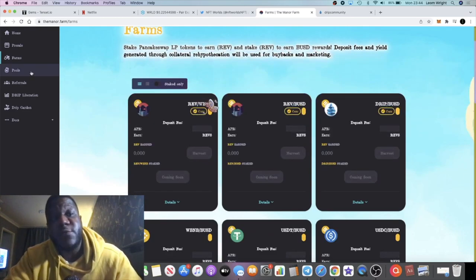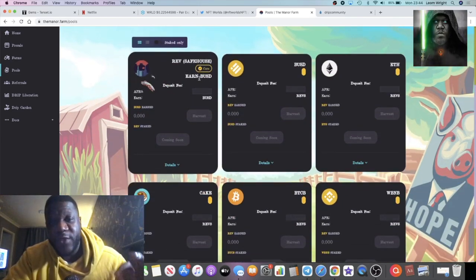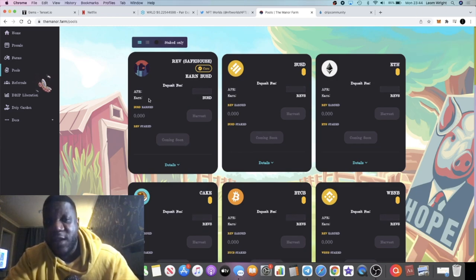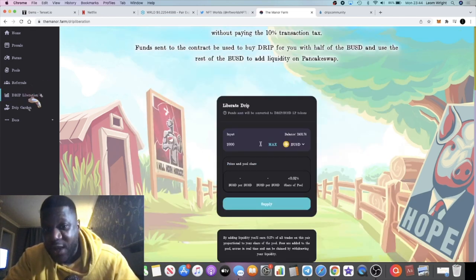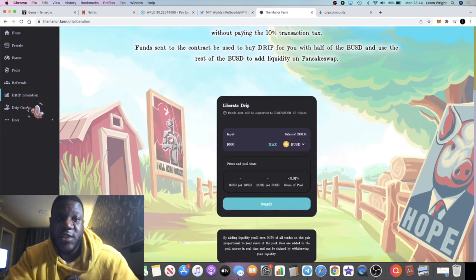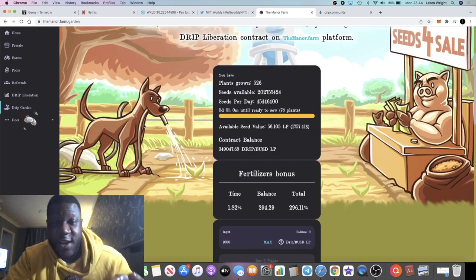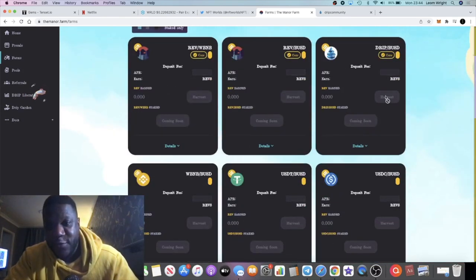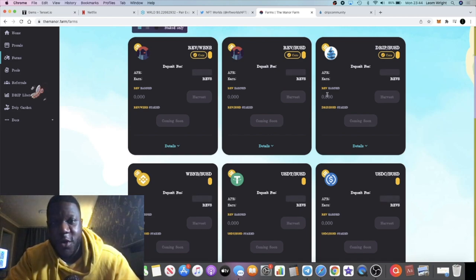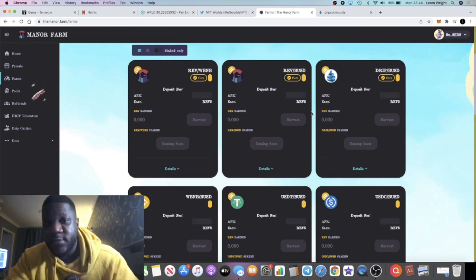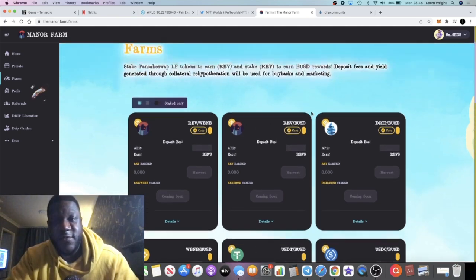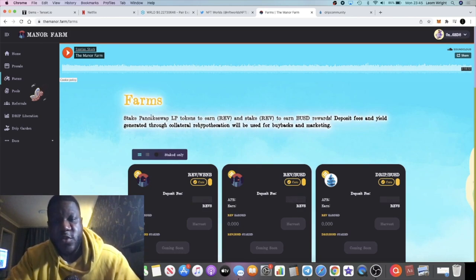But what you can do as well is with your REV tokens, you can take them over to the pool and stake them right here in the safe house to earn more BUSD. Okay, guys, you can then take your BUSD from here, go back to the Drip liberation contract, get more LP tokens, stake those in the Drip Garden, and then take those LP tokens back over to the farm and do it all over again. Obviously, you'd only be able to farm the REV token for 14 days, limited supply, and then you'll be able to swap those tokens for the next layer of the Manor Farm. Okay, guys, there needs to be a strategy involved when it comes to this, but this could potentially make you a lot of money.